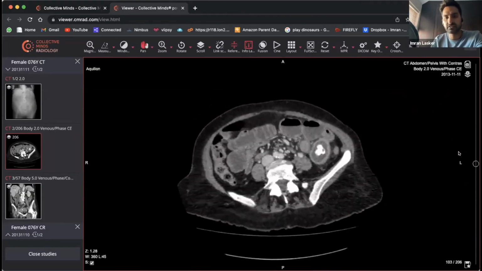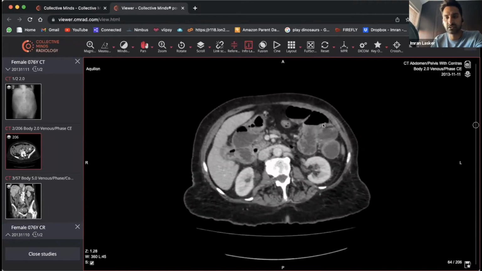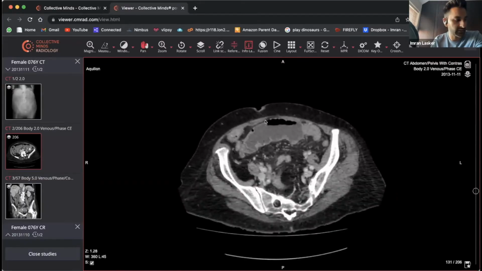But for those of you that did do that scroll through, you may have spotted that there is what looks like quite a lot of dilated small bowel throughout the abdomen. In fact, if you just scroll through, there's some dilated small bowel there.